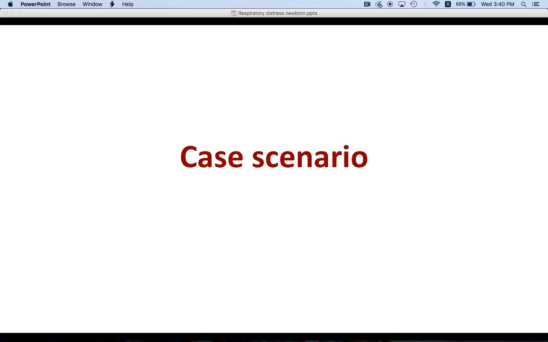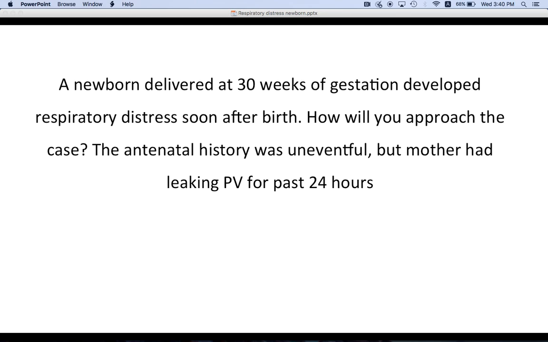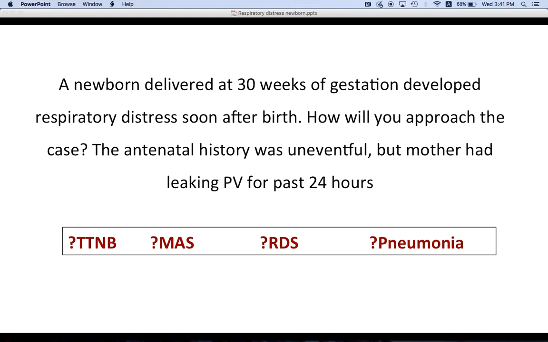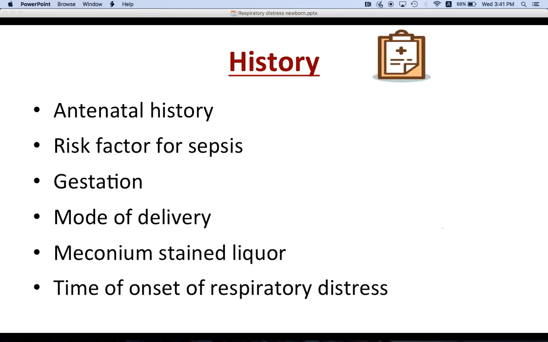Now let us look at a case scenario. A newborn is delivered at 30 weeks of gestation and he developed respiratory distress soon after birth. Now how will you approach this case? The antenatal history in this case was uneventful, but mother had leaking PV for the past 24 hours. So your usual differentials are either TTNB or meconium aspiration syndrome or RDS or pneumonia. Now let us analyze the case one by one.